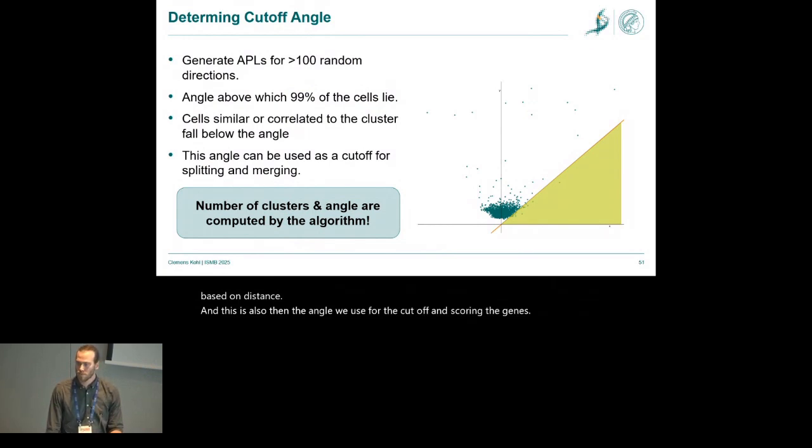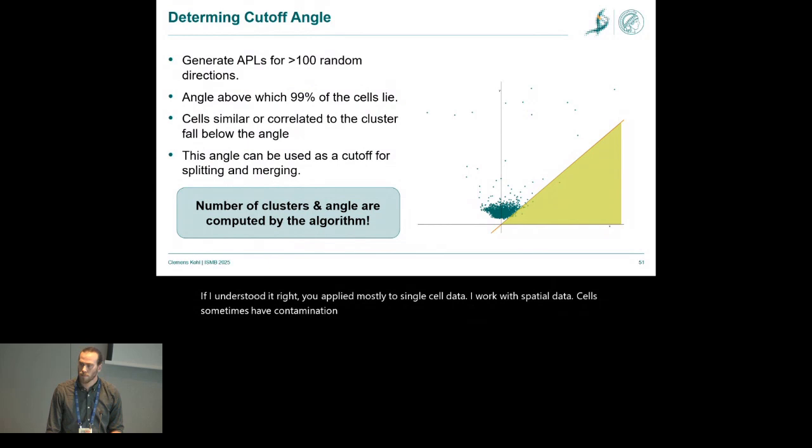If I understood it right, you applied it mostly to single cell data. I work with spatial data, so sometimes I have contamination from cells nearby. Have you tested your algorithm on this type of data? And my second question is, could you use your algorithm to determine if the clustering is bad or if there's just low variability in the data?